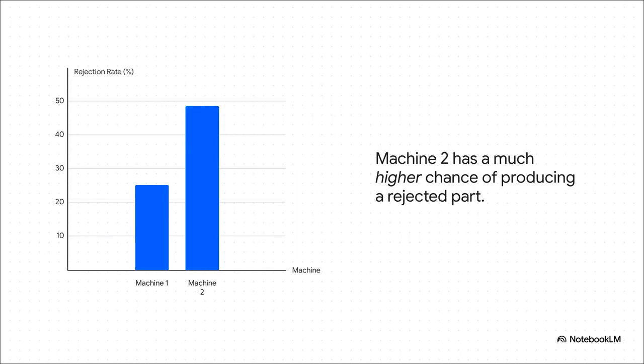This is exactly where the normal distribution becomes our hero. We can use it to calculate the area under that curve that falls outside our acceptable range, the rejection zone. And look at this. For the precise machine 1, we're looking at about a 25% rejection rate. But for machine 2, it's almost 49%. That's nearly half of its entire production getting tossed in the scrap heap.